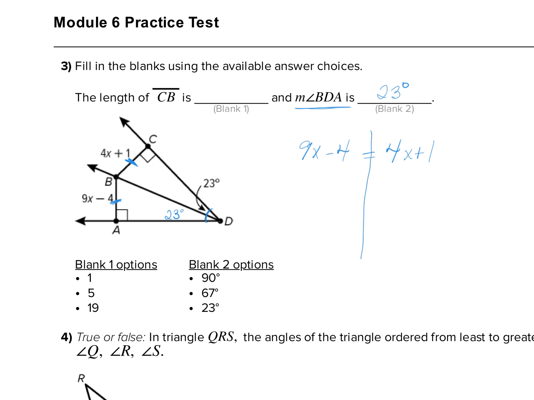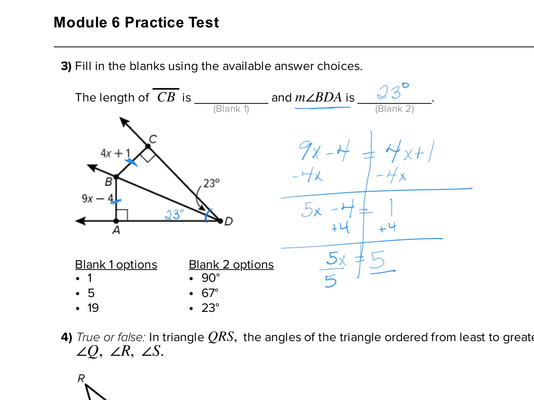Okay, if it helps, put a line down the equal sign. Subtract 4x to the left, so I have all my variables to one side. And then add 4 to get my numbers, or my constants, to the right. So 5x equals 5. And remember, we always divide by the number in front of x. So x equals 1. Okay?